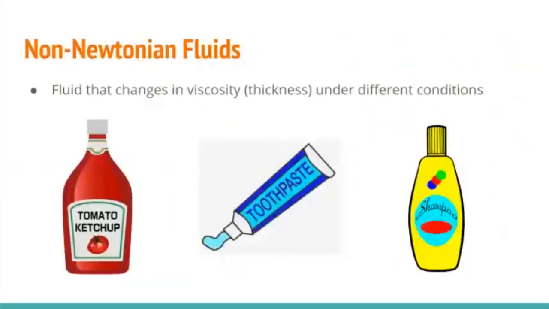Non-Newtonian fluids are fluids that change their viscosity under different conditions. Here are some examples of non-Newtonian fluids. Toothpaste is usually pretty thick like a solid, but when you squeeze it out of the tube, it becomes thinner, more like a liquid, so it can flow. After it sits on your toothbrush, it usually thickens a little and becomes more like a solid. Shampoo and ketchup behave in a similar way.